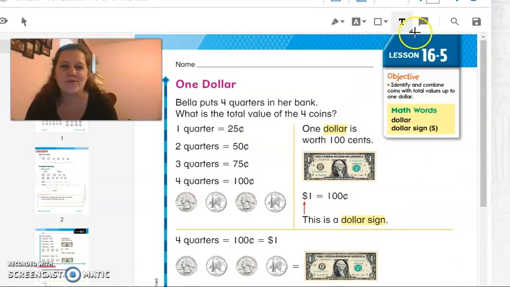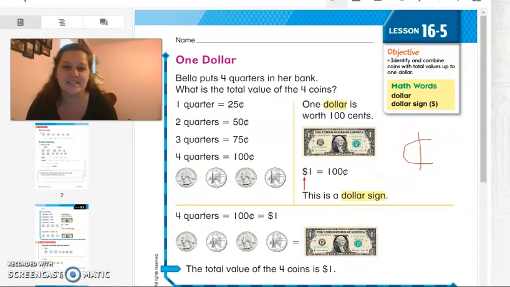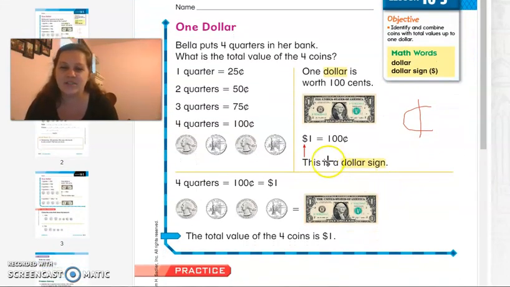I'm trying. Remember, the cent symbol looks like a lowercase c with a line drawn through it. That is the cent symbol. Today we're going to start talking about the dollar sign, and that looks like an uppercase S with a line drawn through it. So this is our cent symbol when we're talking about cents, and once we start talking about dollars, we're going to use the dollar sign.